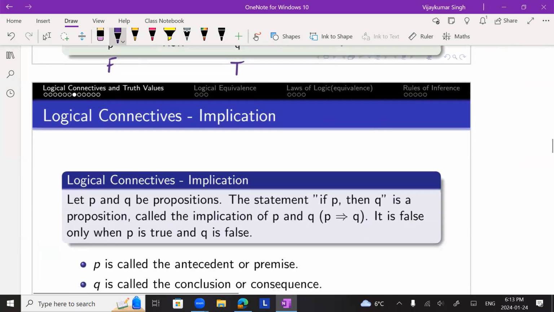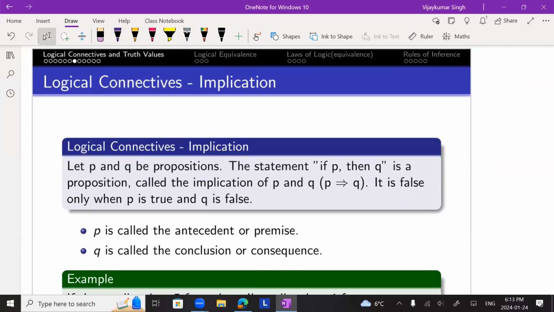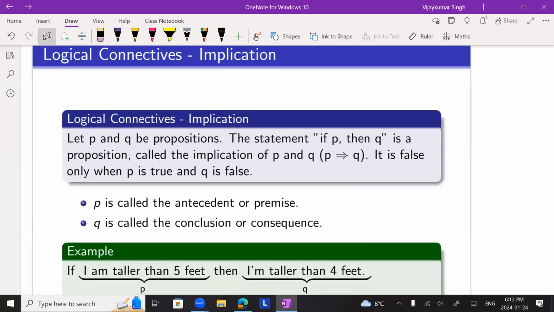Let's have the next one, which is called implication. So again, implication is about two statements. You have P, you have Q. And the statement is read as if P then Q is a proposition. It's called implication. So P implies Q. And the idea is it's only false if false implies true. If false implies true, then the statement value is false. Otherwise, it's always true.